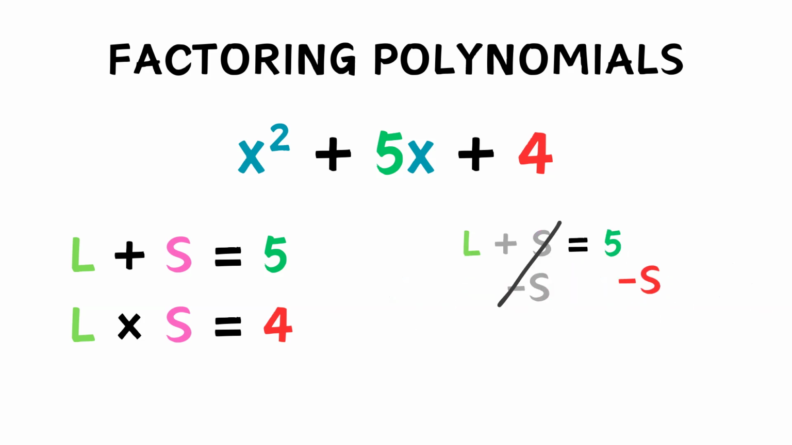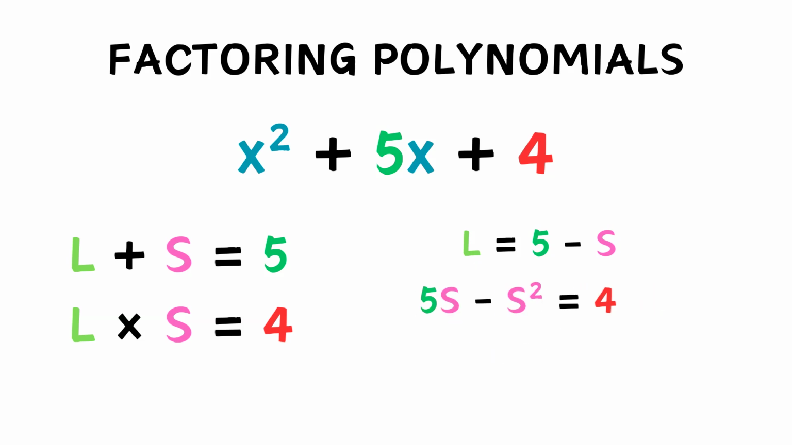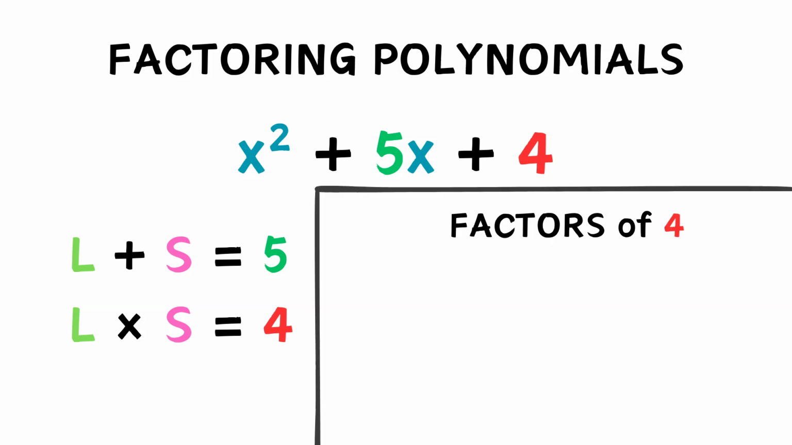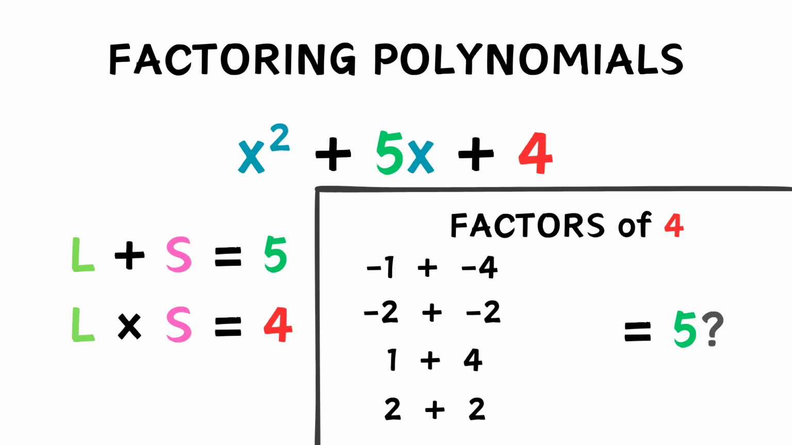At first, solving for L and S algebraically leads to another polynomial to factor, which doesn't help if you're just learning. So instead, let's think. What two numbers multiply to 4 and add to 5? Let's go ahead and list some factors of 4: -1 and -4, -2 and -2, 1 and 4, and 2 and 2. Which of these has a sum of 5?